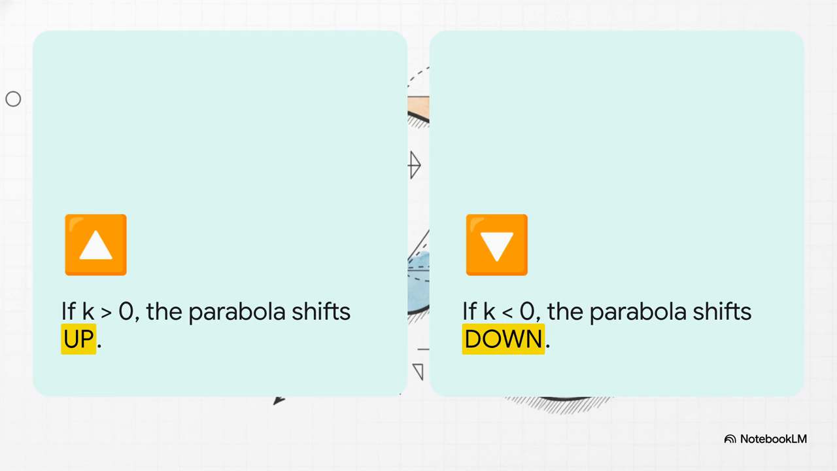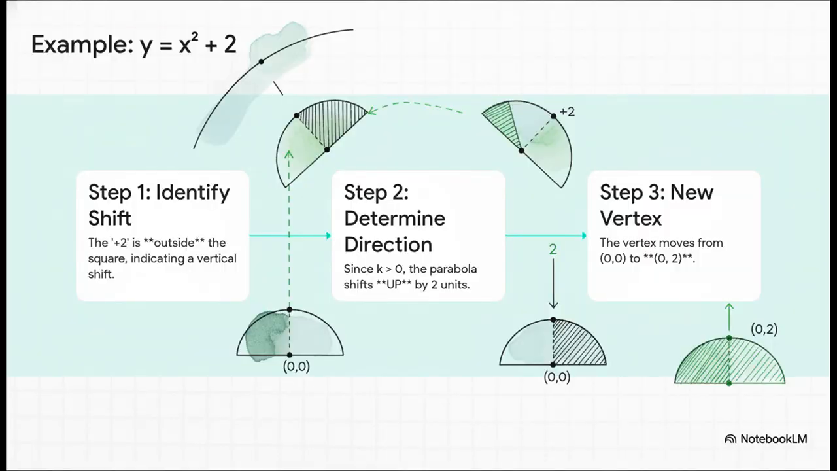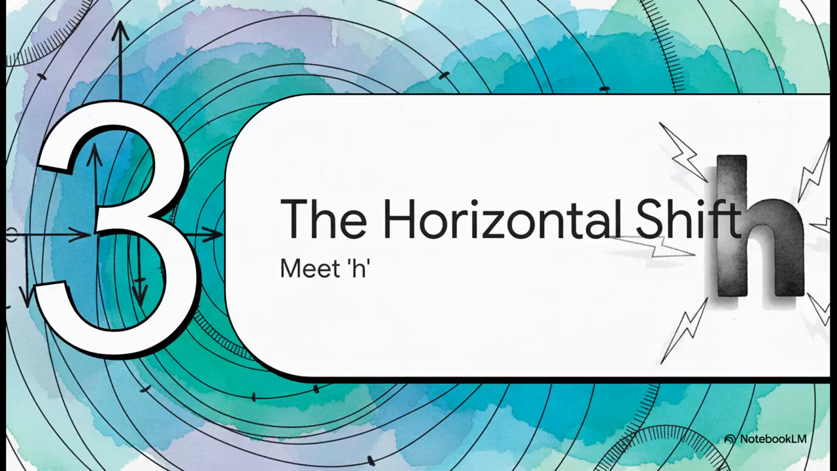If k is a positive number, guess what? The parabola shifts up. And if k is a negative number, it shifts down. See? Totally straightforward. Let's look at a really quick example. y equals x squared plus 2. You see that plus 2 just hanging out on the end? That's our k value. It's outside, and it's positive. So we just grab the entire parabola and slide it up 2 units. The original vertex from (0, 0) finds its new home at (0, 2). Simple as that.